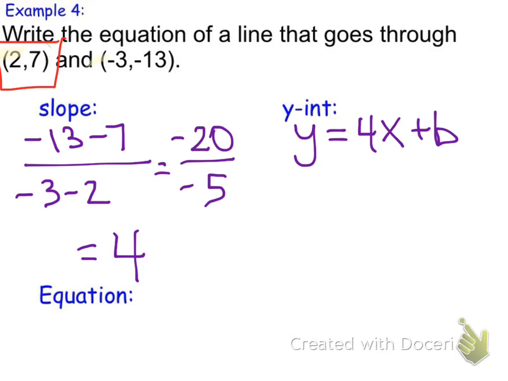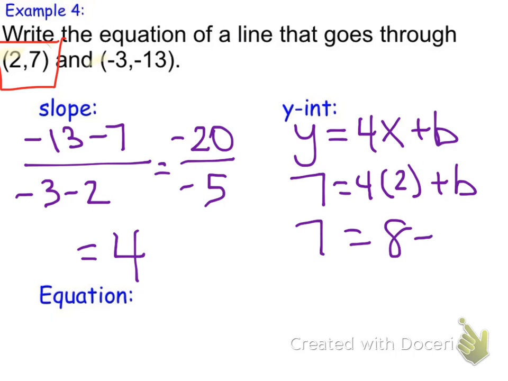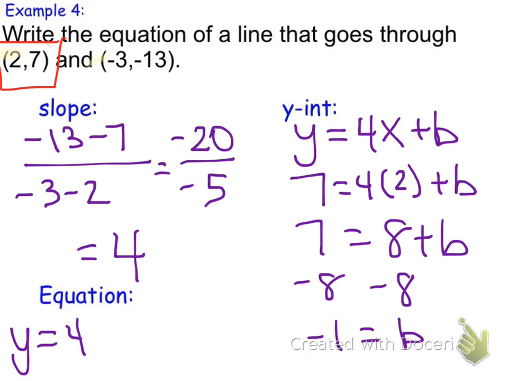Now we'll take that point (2, 7) and put a 7 in for the y and a 2 in for the x and solve for b. 7 equals 8 plus b, so we'll take away an 8 from both sides, and negative 1 is what b equals. So now we'll go ahead and fill that in to write the equation. Y equals 4x minus 1, and that is our final equation.